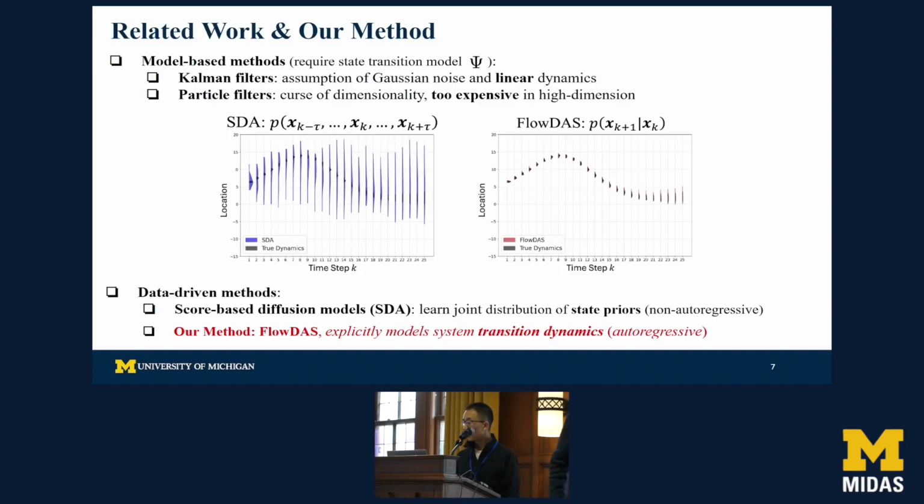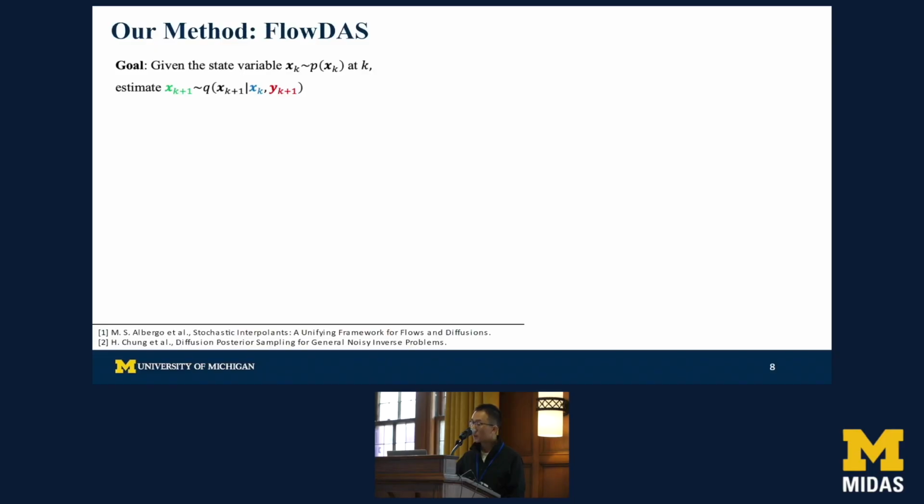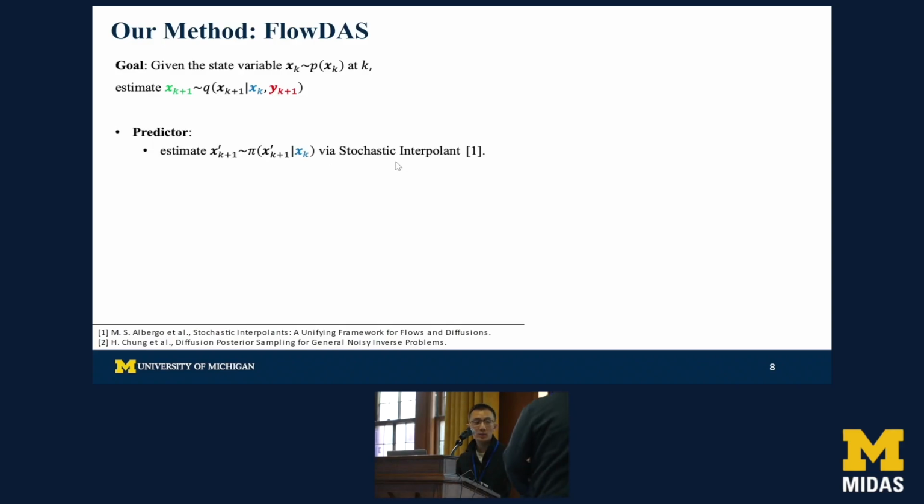Okay. So you can see that the confidence interval is much smaller. The basic idea of our algorithm is that, say we are at state xk, we're going to estimate the state transition from xk to xk plus 1. What we do is use a method called stochastic interpolant to estimate the state transition from xk to xk plus 1 hat prime.